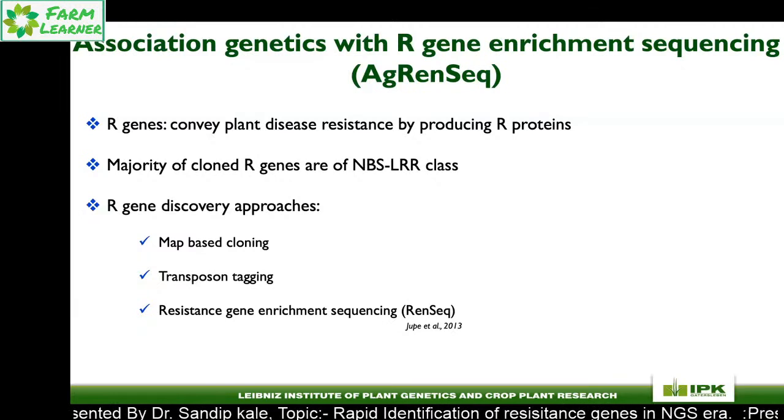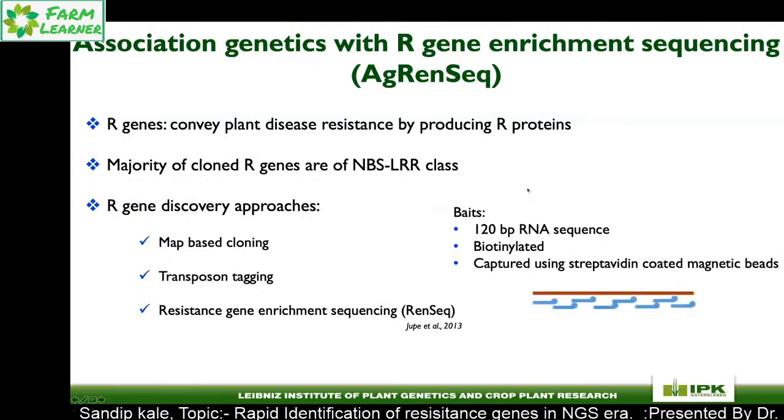So recently, Jupe et al. developed a resistance gene enrichment sequencing method. This method uses 120 base pair RNA sequences. These are called baits. These baits are complementary to the NBS-LRR sequences, and they are biotinylated towards the 3' end, and then this can be captured using streptavidin-coated magnetic beads.